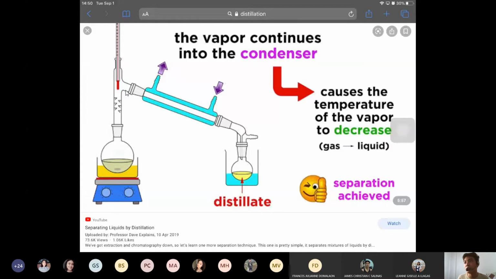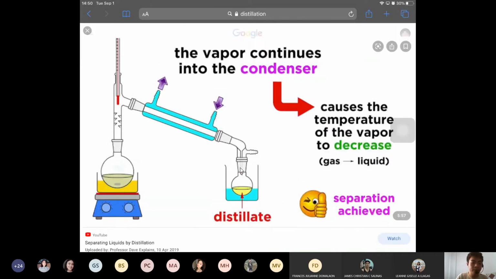Okay. So ayan, when the alcohol vapors reach this condenser, ano mangyayari? Ito kasi malamig to. So what will happen to the alcohol vapor? They will condense. Magiging liquid uli sila. And then you will get your distillate or your alcohol na pure. So saan pa ito ginagamit, sir?